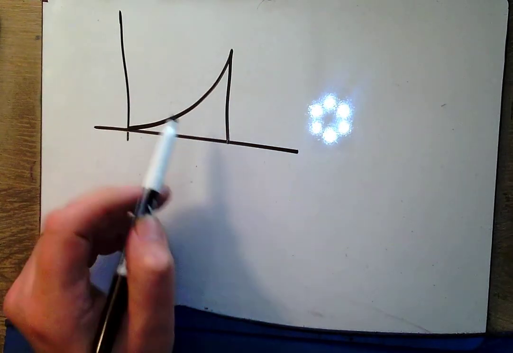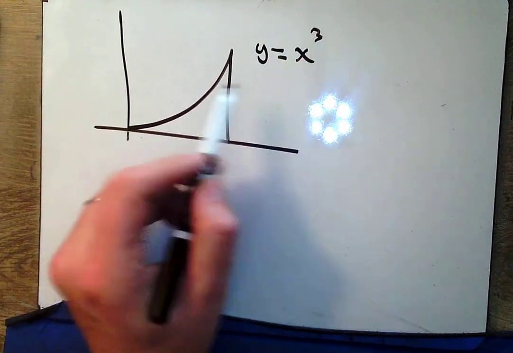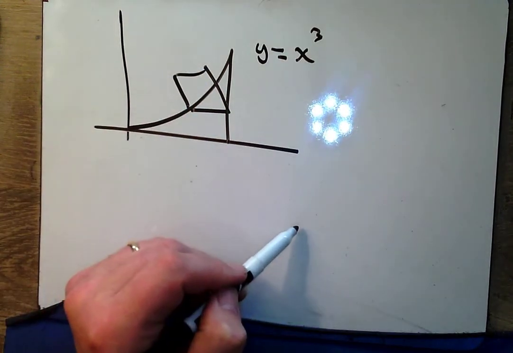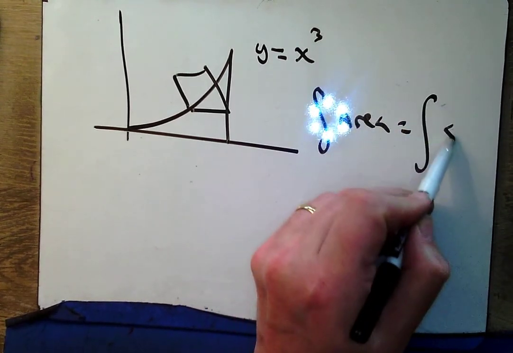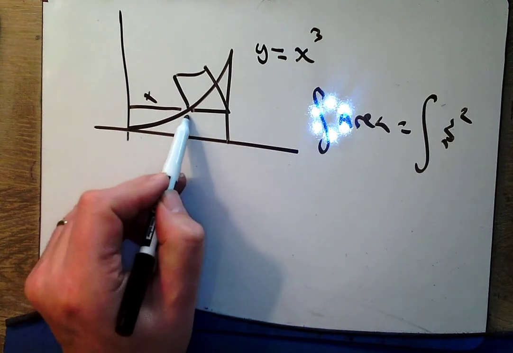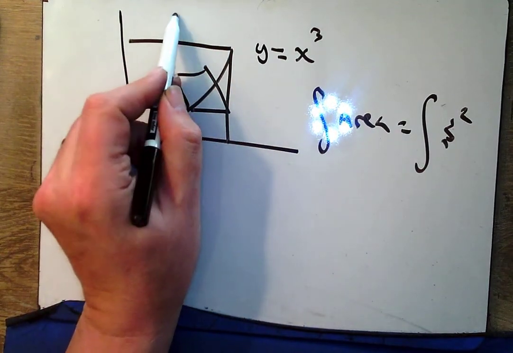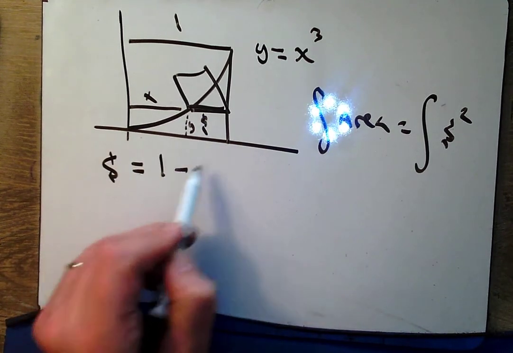Ooh, another volume problem. Cross-section is perpendicular to the y-axis. Just when I wanted to get away from limits, you give me this. Good luck. Perpendicular to the y-axis are squares. Okay, great. So I know that I'm supposed to integrate area, and in this case, that means I need side squared. Well, this is x. This is y. This is x. This is 1. So it looks like my side length is 1 minus x.